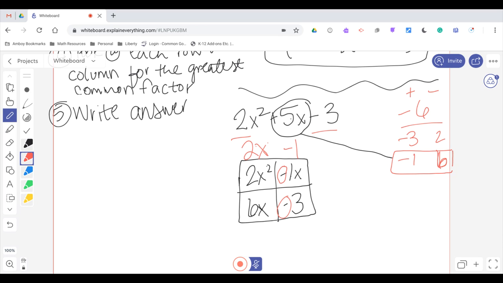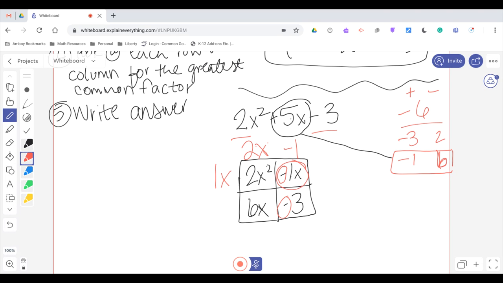Now going by my rows, if I look at 2x squared and negative 1x, they both have an x in common, and the only number that goes into both of them is 1. And I'm going to leave that as a positive 1 because if you wanted to test this box here, negative times a negative would make a positive, and I need a negative 1.